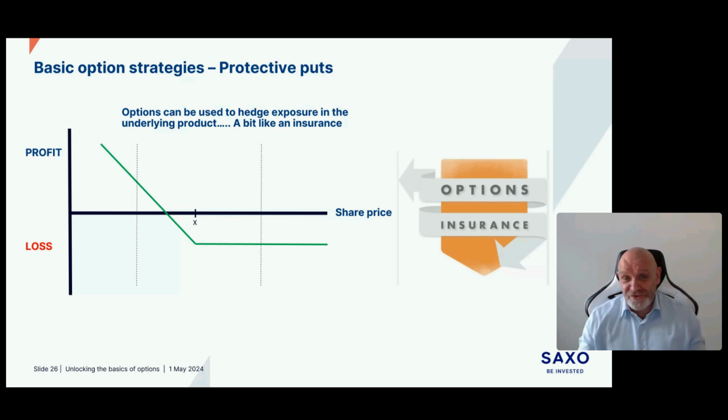I'm not saying you have to do that, because you never know what Nvidia will do. But you can buy a put, and that would act as an insurance if the price goes down. And your maximum loss is the price you paid for the put option. Okay.